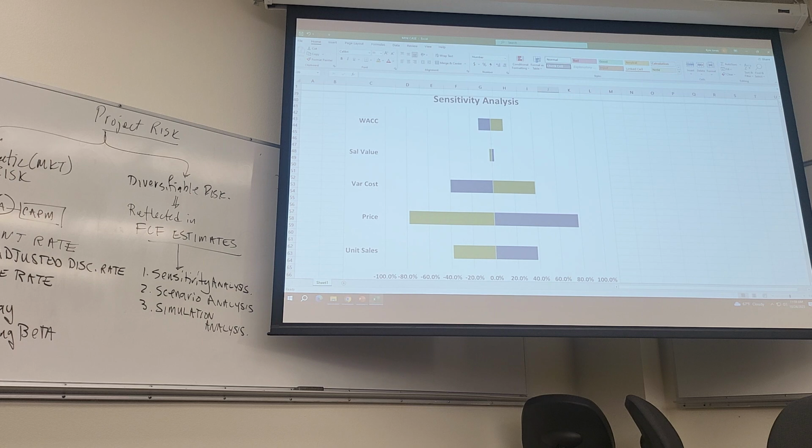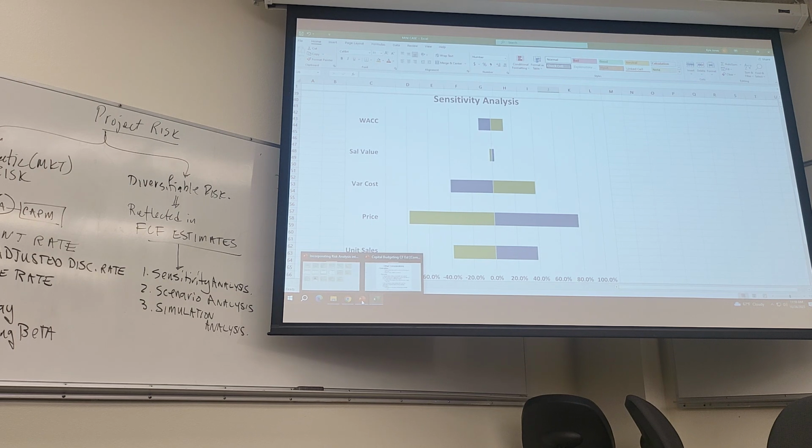Now, what if I have an idea that multiple inputs change? I've got my base case, right? I'm going to sell my product at $200 a unit. It's going to cost me $100 a unit. We're going to sell 1,000 units a year. Inflation is going to be 3% on both the price side and the cost side. All the various things might be given that we might think the economy is going to be kind of average, and the product acceptance is going to be kind of average.